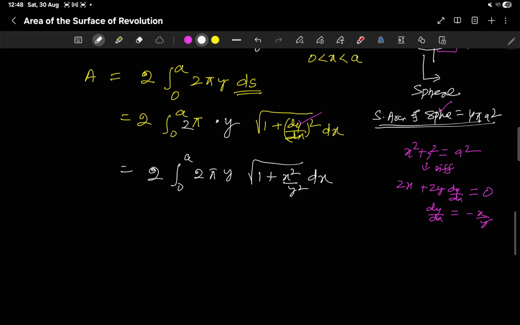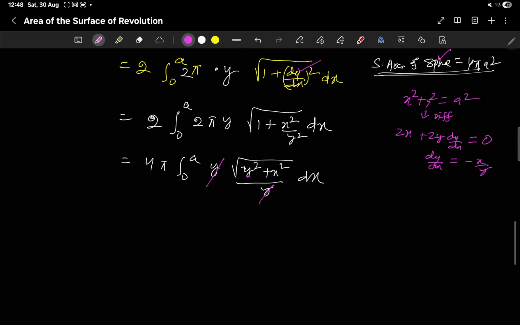Okay, so this will be my 4 pi integral 0 to a, y. If you simplify it, it is the square root of y square plus x square, over y, times y dx. Now this y and y cancel here. Okay, so now x square plus y square is my s square, so it is 4 pi integral 0 to a, s dx, isn't it, because it is your s square. So now you integrate it, so this will be 4 pi s.